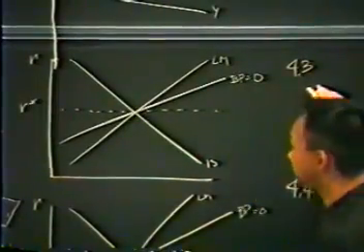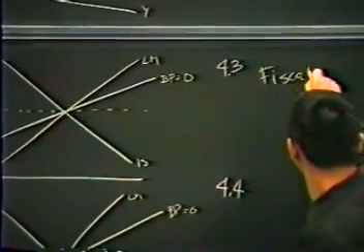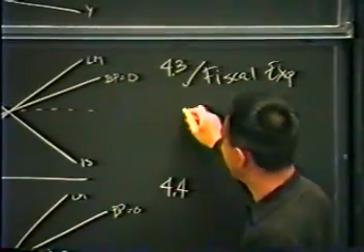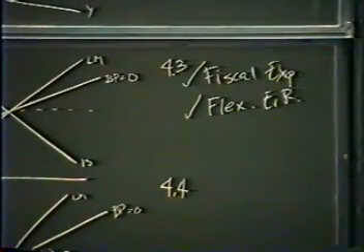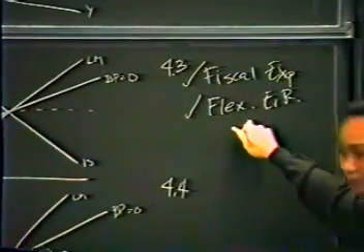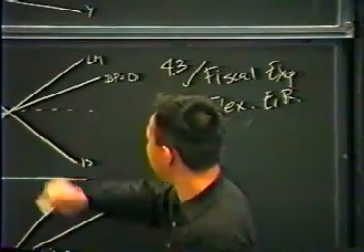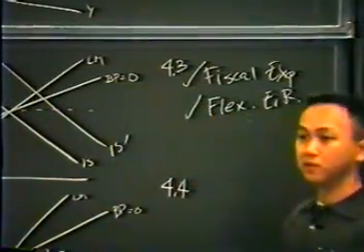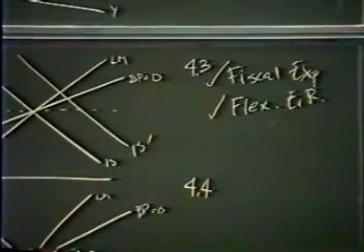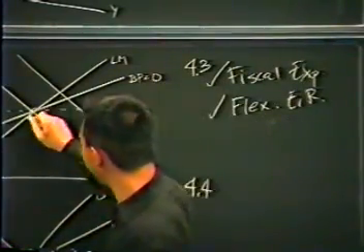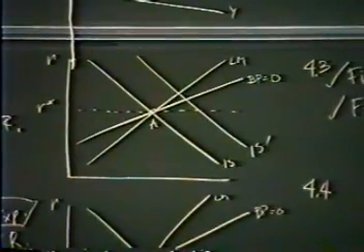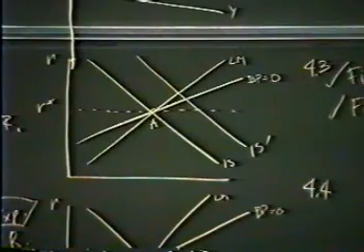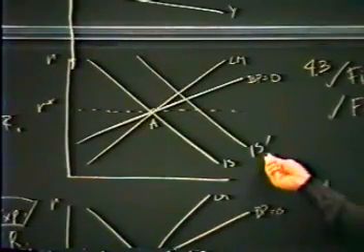Next step, 4.3, the fiscal expansion with a flexible exchange rate regime. You increase government expenditures or decrease taxes, and so your IS shifts up. Now, this is your original point. Where is your point B, the point of reference? Internal balance, and therefore it must be where? On the LM. Exactly, this guy.